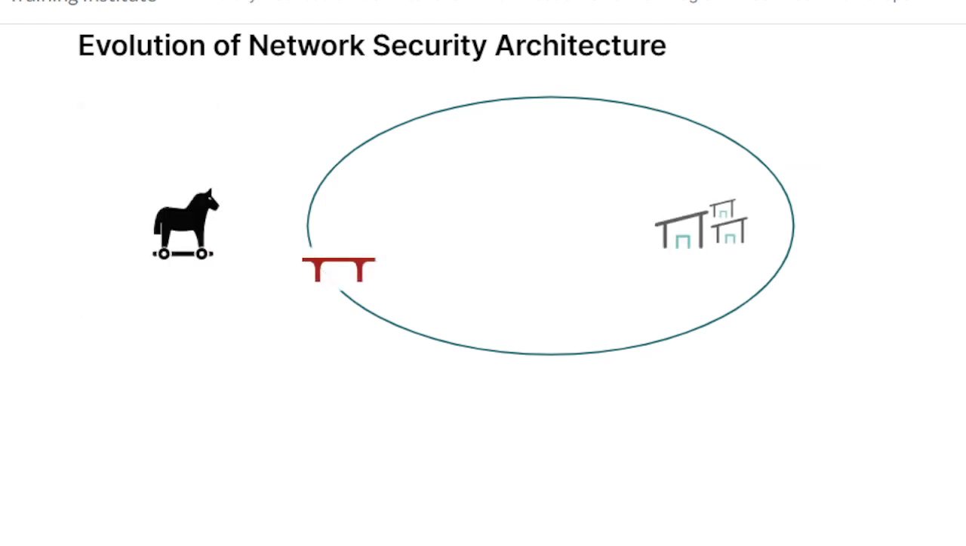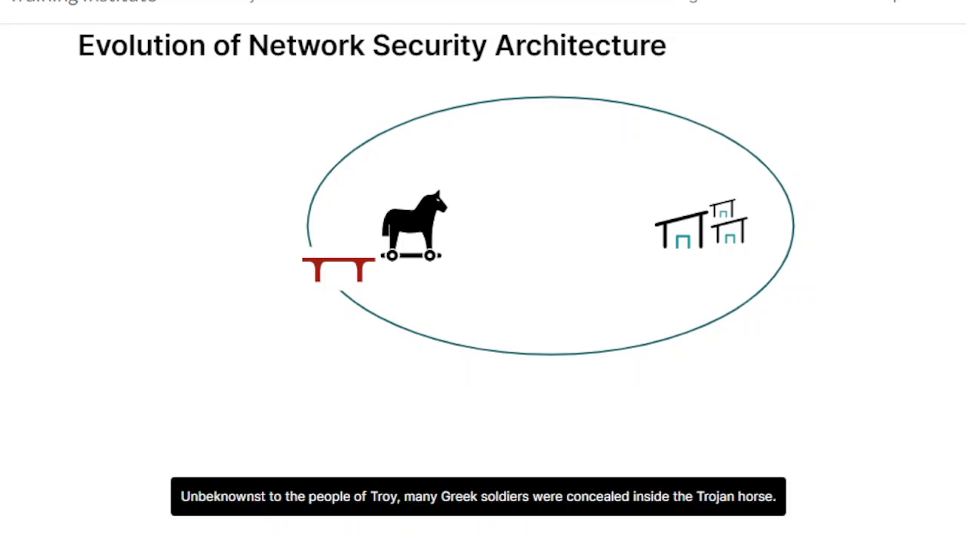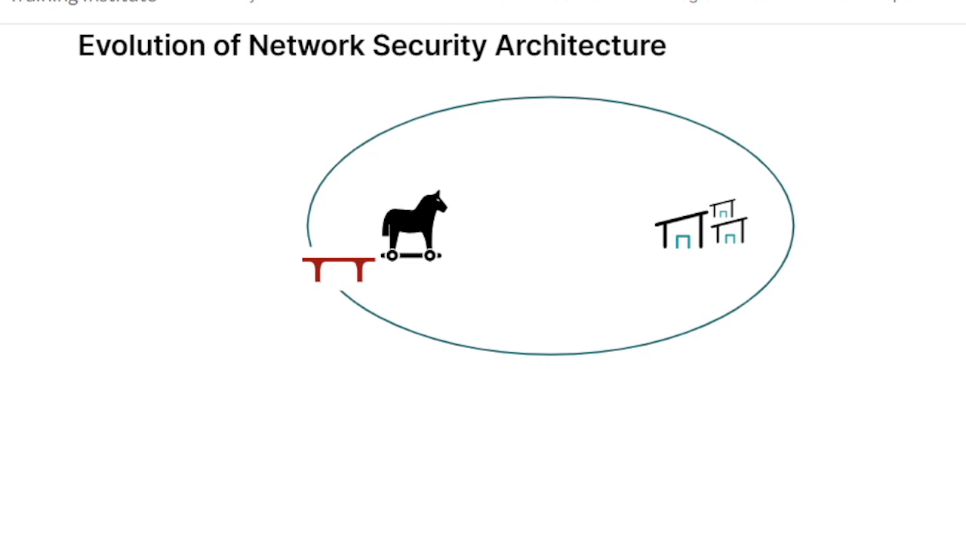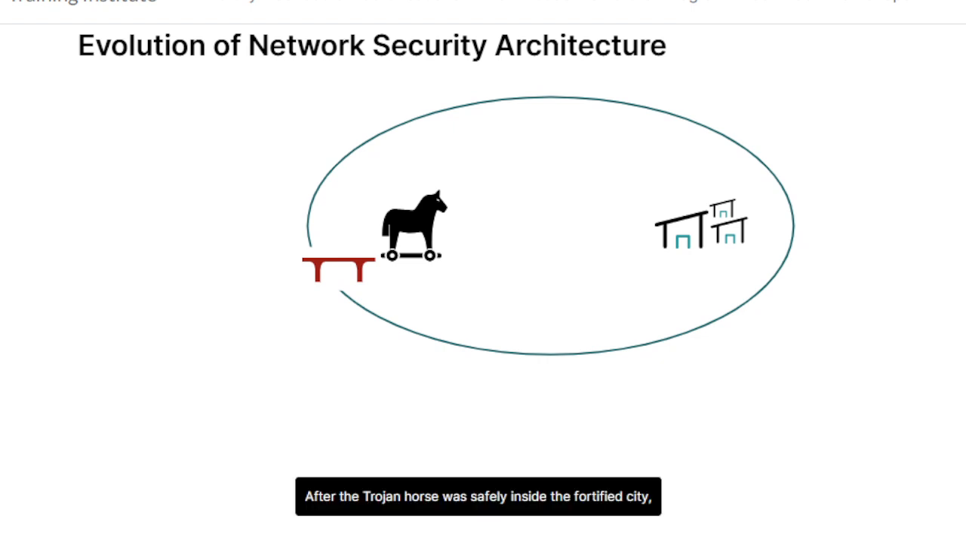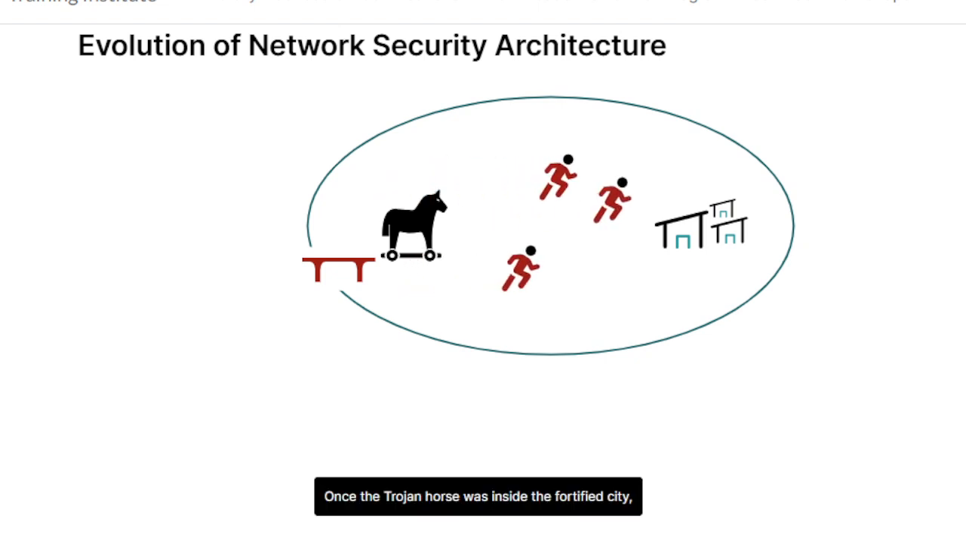In the myth, a large wooden horse or Trojan horse was rolled into the fortified city of Troy. Unbeknownst to the people of Troy, many Greek soldiers were concealed inside the Trojan horse. After the Trojan horse was safely inside the fortified city, the hidden warriors disembarked and ransacked the city. Once the Trojan horse was inside the fortified city, there was no way to prevent the attack.